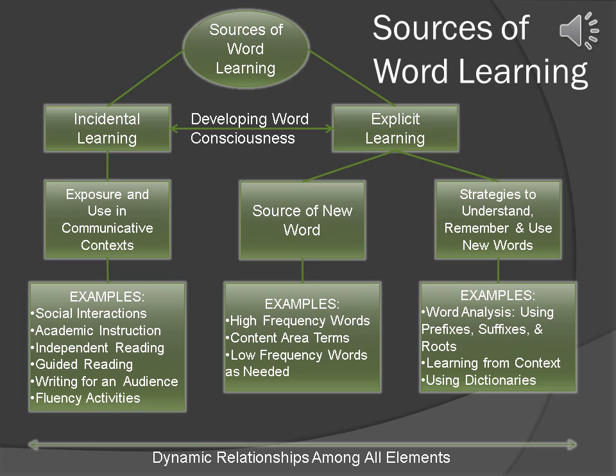Explicit learning can happen two different ways. One way for explicit learning is the source of the new words through high-frequency words, content area terms, and low-frequency words as needed. The other way for explicit learning is through strategies to understand, remember, and use new words, like word analysis and using prefixes, suffixes, and roots. Learning from context and using dictionaries. There's a dynamic relationship among all elements.